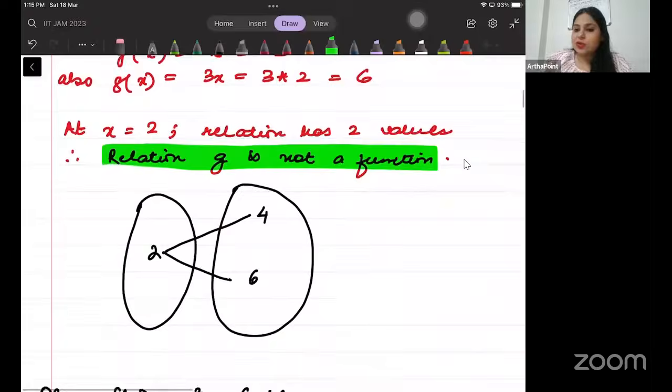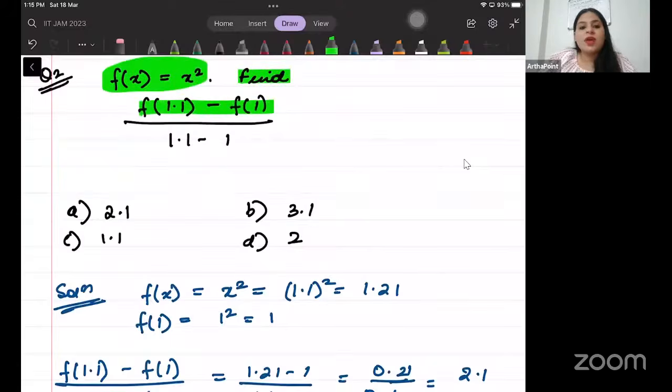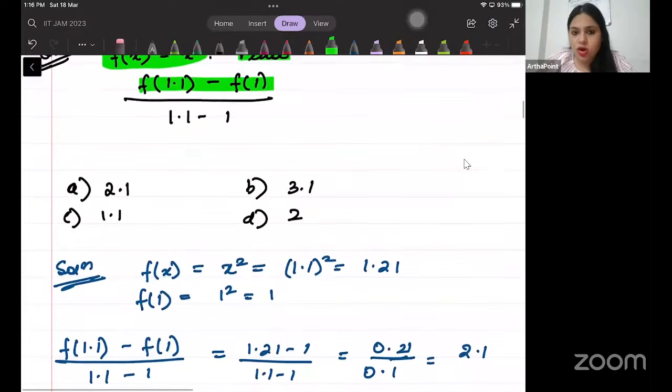Okay, let's go to the next question. You are given f(x) is equal to x squared. Find (f(1.1) minus f(1)) upon (1.1 minus 1). Now, the easiest way to do this question is simply to find the value. We know this is the definition of derivatives, right? So we could have gone ahead and done that also. There is nothing wrong in that.